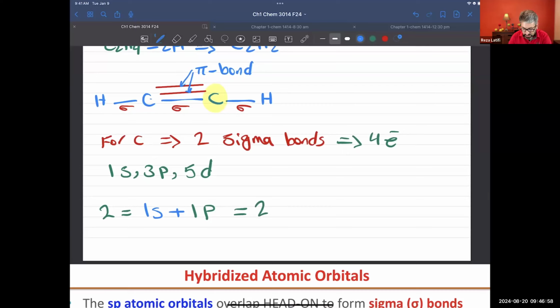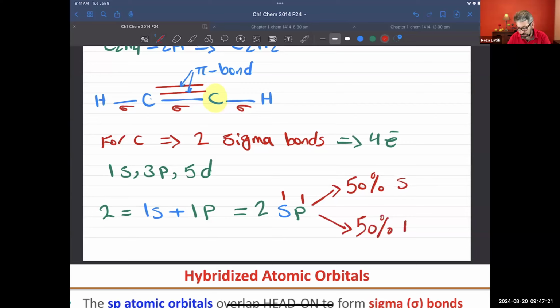Okay, and I get S and P. What's the contribution of S? 1. How about P? Again, 1. So this one is 50% S character and 50% P character. Okay, next.